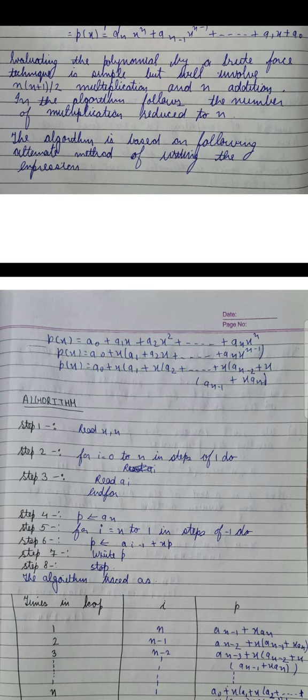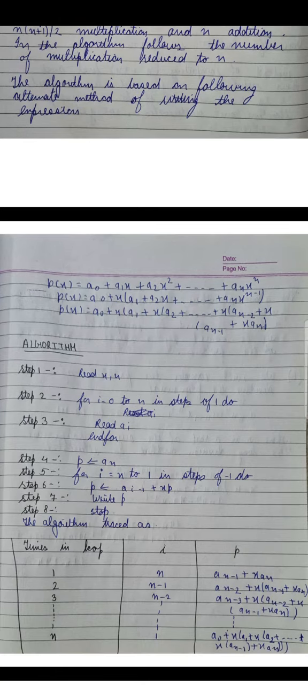Step 1, read x, n. Step 2, for i equal to 0 to n in steps of 1 do. Step 3, read a_i, end of for loop. Step 4, a_n is initialized to p. Step 5, for i equal to n to 1 in steps of minus 1 do. Step 6, a_(i-1) plus x times p is initialized to p. Write p and stop.